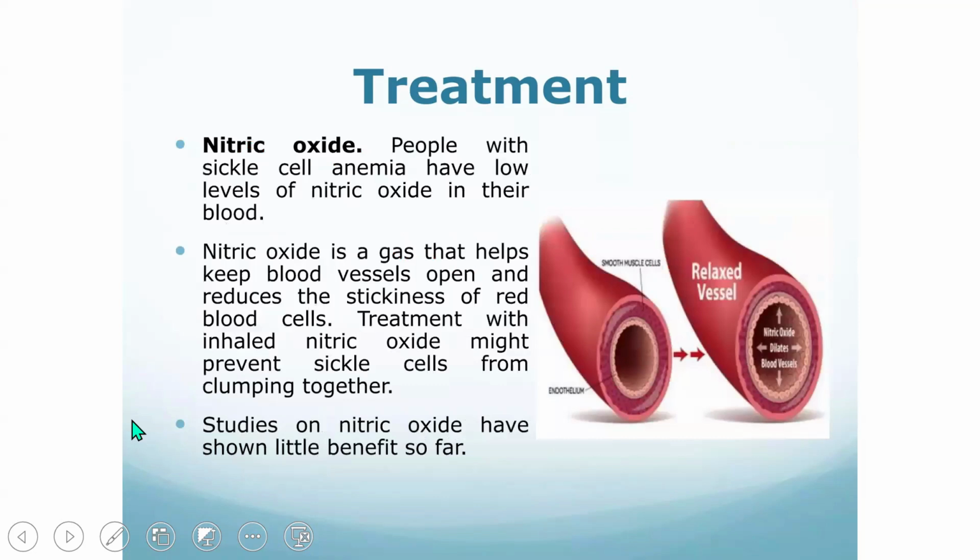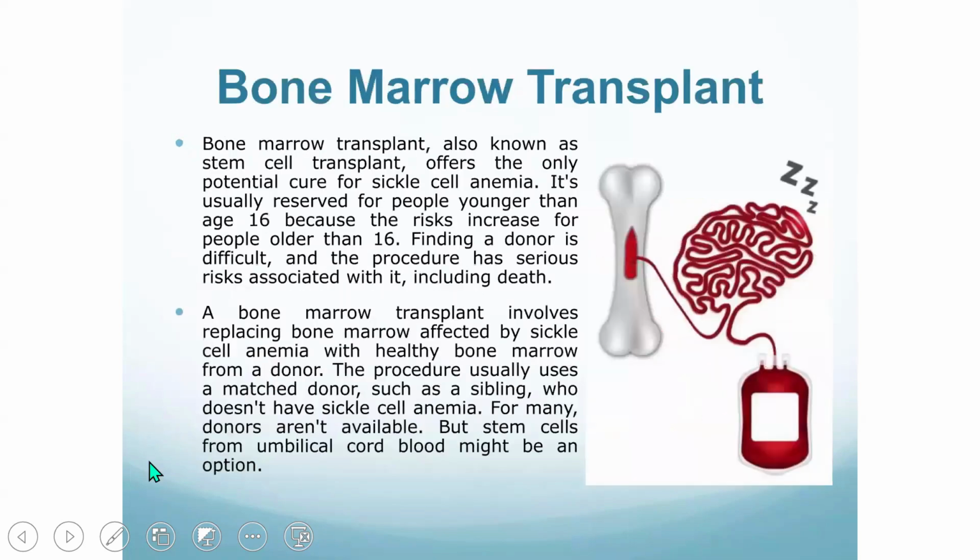And then treatment: nitric oxide. People with sickle cell anemia have low levels of nitric oxide in their blood. And of course, the major importance of this nitric oxide gas is that it helps keep blood vessels open and reduces the stickiness of the red blood cell. So treatment with inhaled nitric oxide might prevent sickle cells from clumping together. Studies on nitric oxide have shown little benefit so far. Nitric oxide is very, very important in the treatment of anemia.